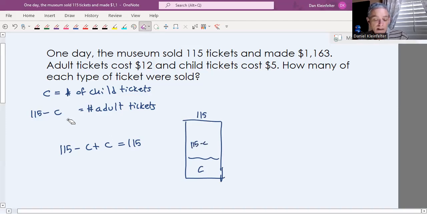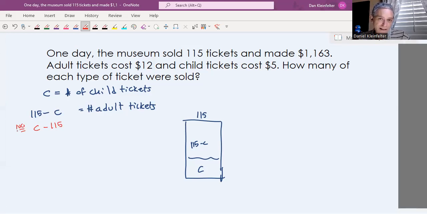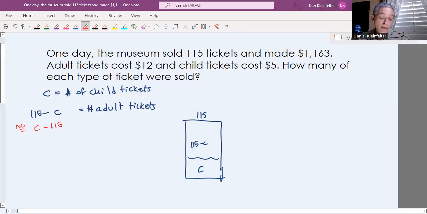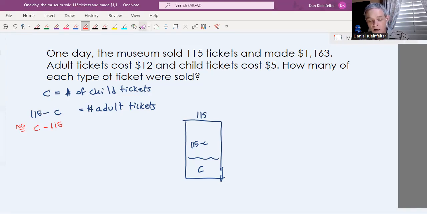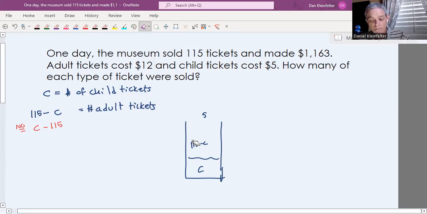The most common kind of mistake with this part is that people will put C minus 115, but that is incorrect. If you try that with a value for C, you're going to end up getting a negative number, and it is just incorrect. So here it's the total minus the amount of the first part, which is how many child tickets there are. In this case, it's C. Okay, so those are expressions for the amount or number of each type of ticket there are.